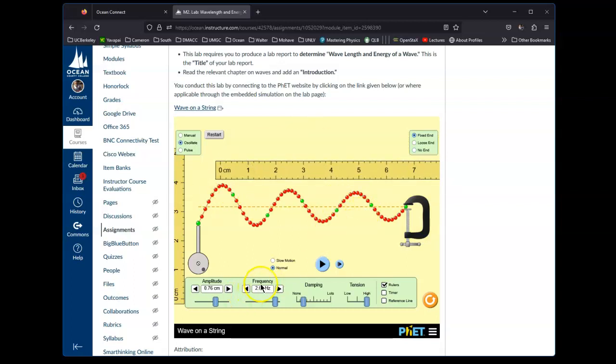Once you know the wavelength, you know the frequency, you multiply by each other, you will get the velocity. That's all you need to do, really.